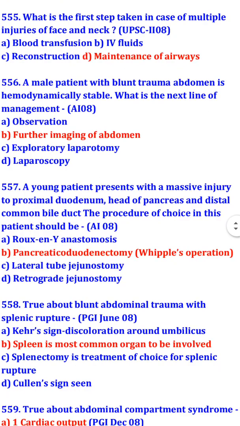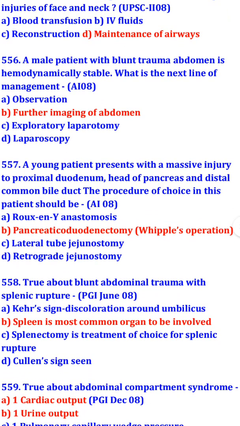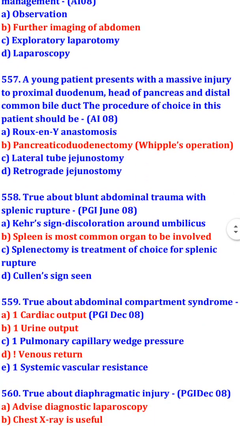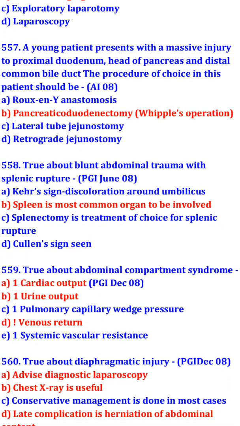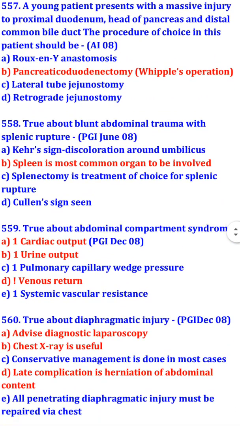A young patient presents with a massive injury to proximal duodenum, head of pancreas and distal common bile duct. The procedure of choice in this patient should be pancreaticoduodenectomy, that is Whipple's operation. What is true about blunt abdominal trauma with splenic rupture? Spleen is the most common organ to be involved.